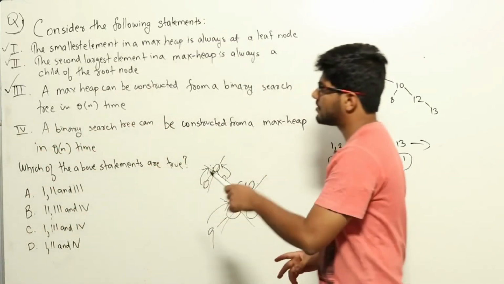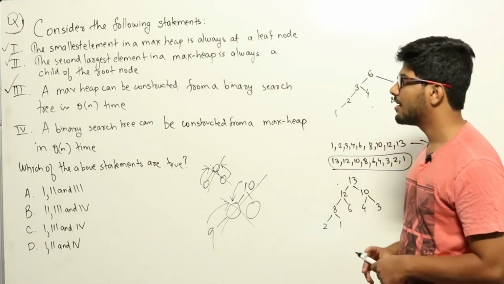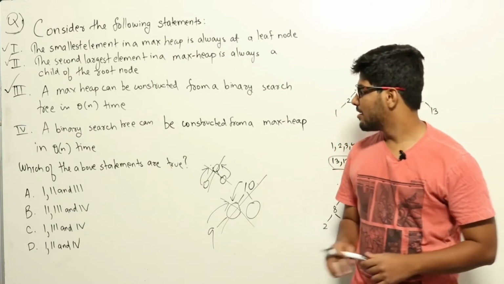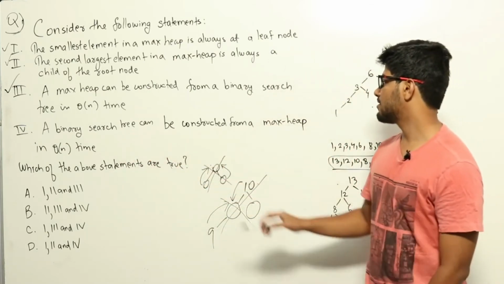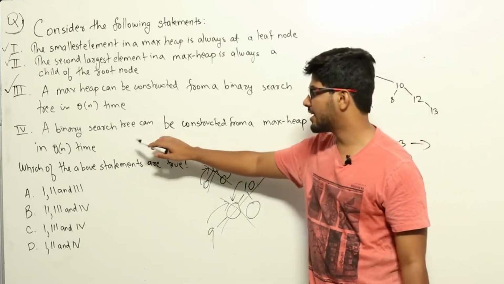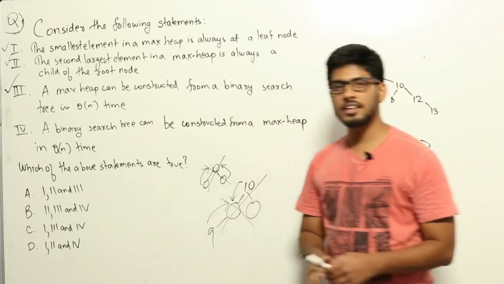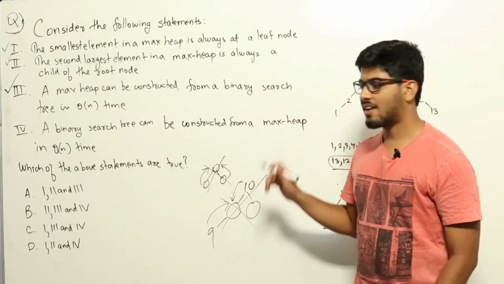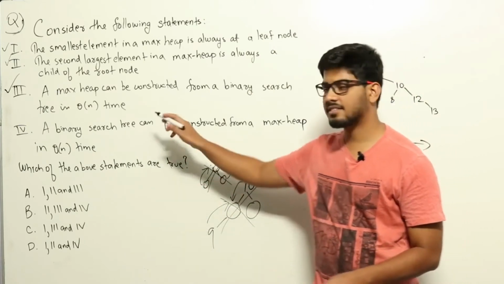Now statement 4, a binary search tree can be constructed from a max heap in theta n time. Now this statement is wrong. I'll give you an intuition as to why this statement is wrong. So let us say this can be done. Let us say if we have a max heap, we can construct a binary search tree in theta n time. In theta n time I construct the binary search tree.